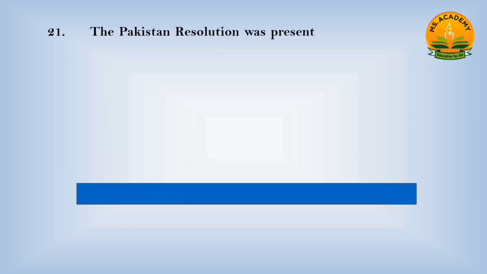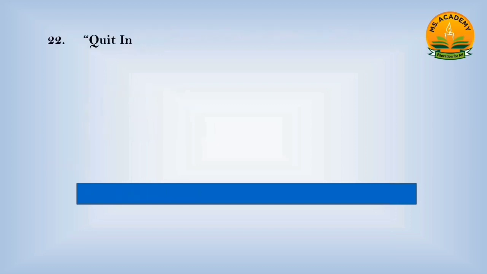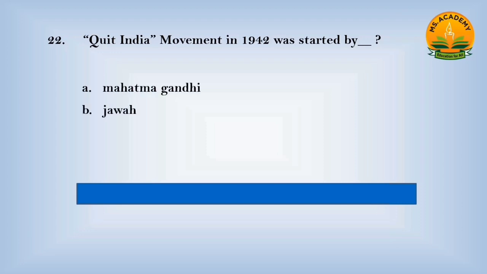The Pakistan Resolution was presented on 23rd March 1940 by dash. A. Qaid-e-Azam, B. A.K. Fazl-e-Haq, C. Chaudhry Khaliq-ur-Zaman. Answer is B. A.K. Fazl-e-Haq. Quit India movement in 1942 was started by A. Mahatma Gandhi, B. Jawaharlal Nehru, C. Qaid-e-Azam. Answer is A. Mahatma Gandhi.